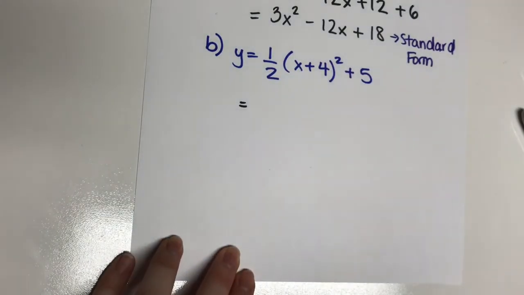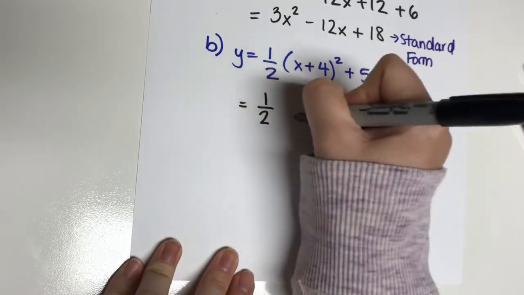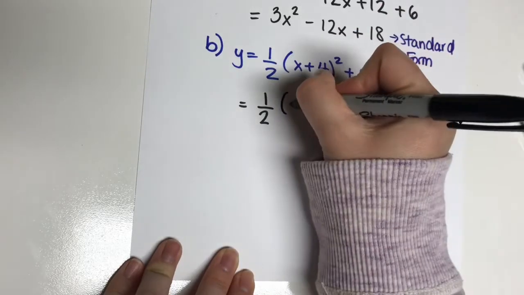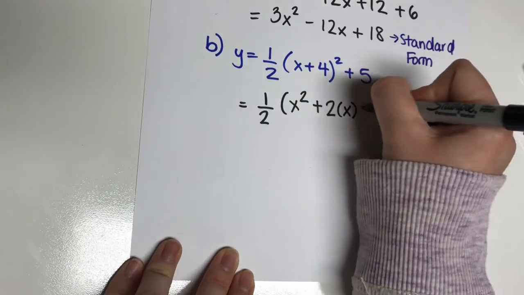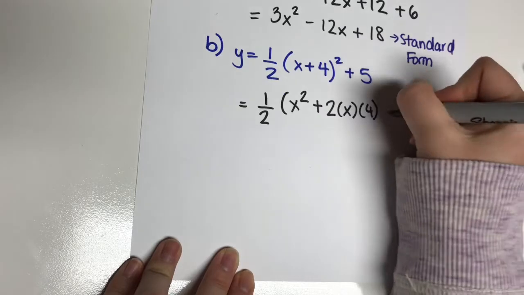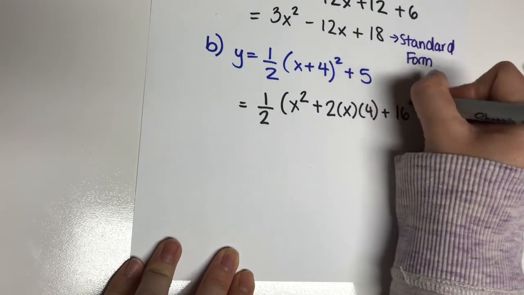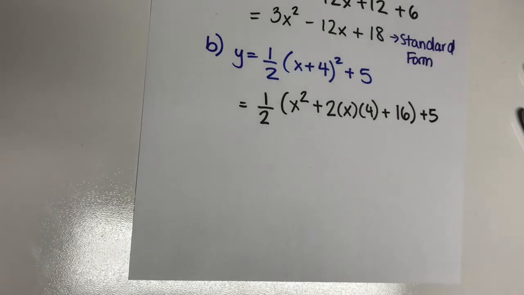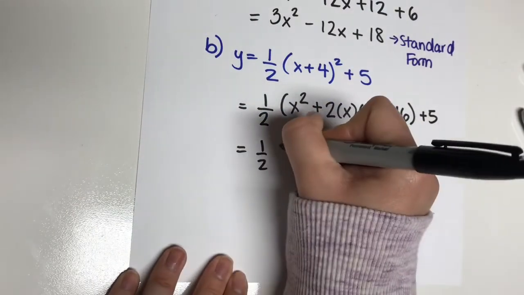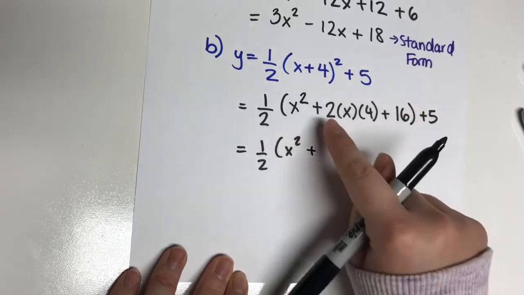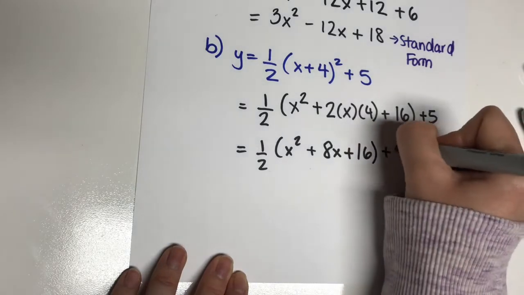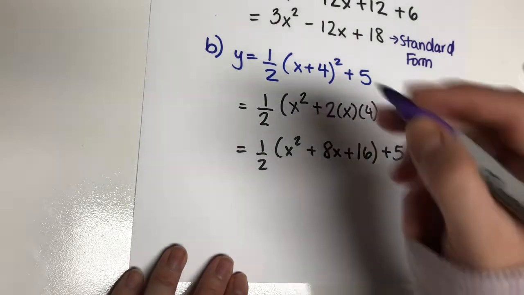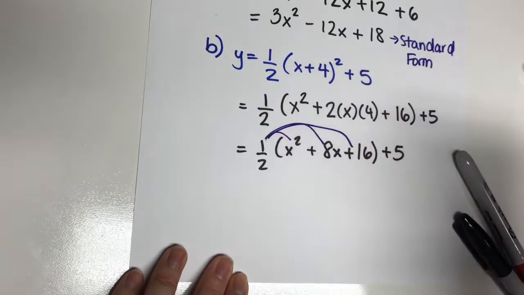So the question is y equals 1 over 2, and then in brackets x plus 4 squared plus 5. So I'm going to keep this outside the brackets. So I square the first number plus 2 times the bases, and then I square the second number. Okay, I'm going to simplify. 1 over 2, and then in brackets x squared plus 2 times x times 4 is 8x plus 16 plus 5. Okay, so the next step is to use the distributive property with the half.